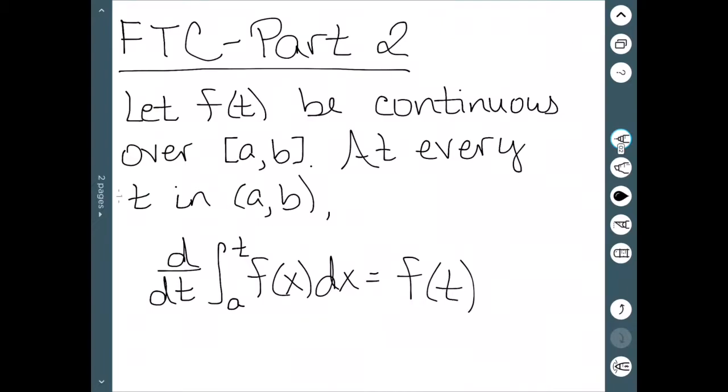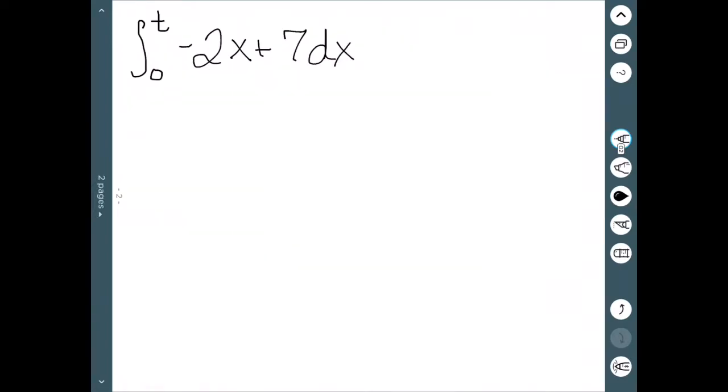Essentially, what this tells us is that the integral is in fact the antiderivative. So far, we've been taking advantage of that fact, but this is the formal statement that the integral and the antiderivative are in fact the same thing. Let's look at this integral or antiderivative. And you'll notice this is set up in the form of the theorem with the variable t at the top.